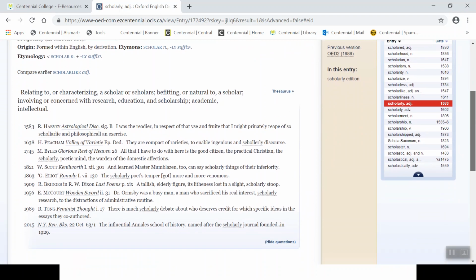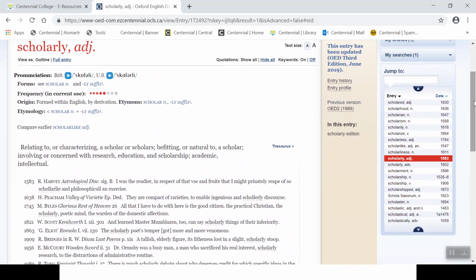Accordingly, scholarly is relating to or characterizing a scholar or scholars, befitting or natural to a scholar, involving or concerned with research, education, and scholarship, academic, intellectual. It sounds very important, something we should pay attention to. Now let's return to our PowerPoint.